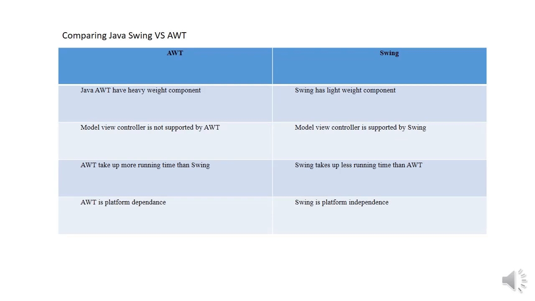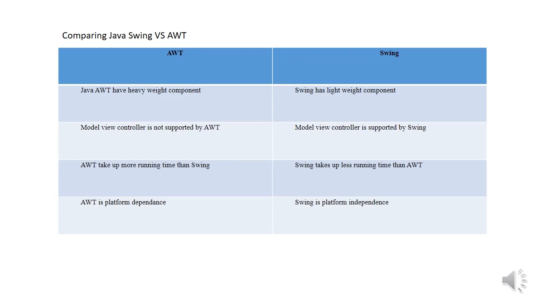AWT components' heavyweight nature can result in higher resource usage and slower performance. Swing components being lightweight contribute to faster performance. Platform dependence: AWT is platform dependent, meaning it relies on the native components of the underlying operating system. Swing is platform independent. Applications developed using Swing have a consistent look and feel across various operating systems.